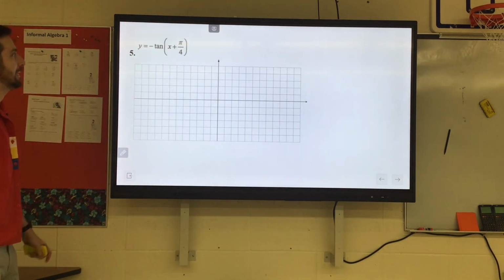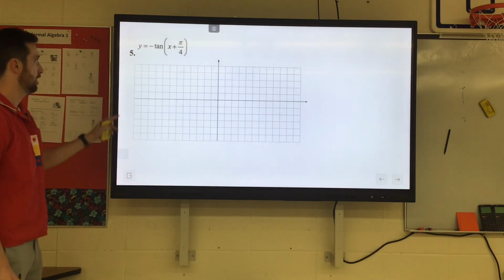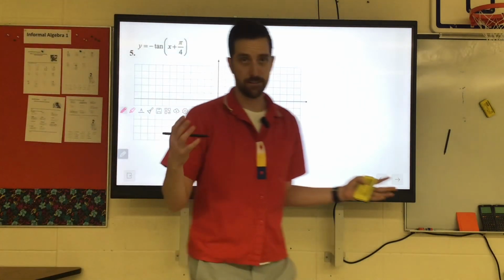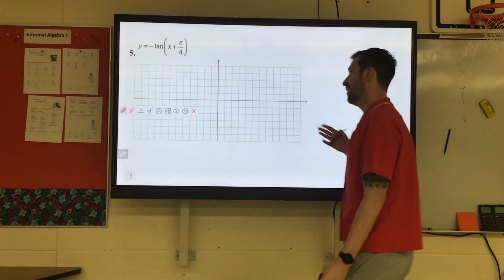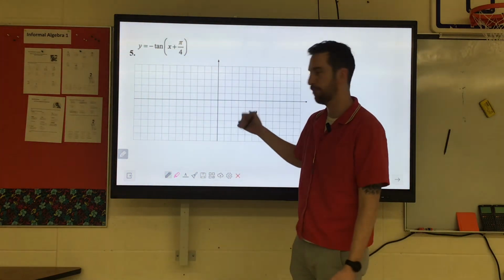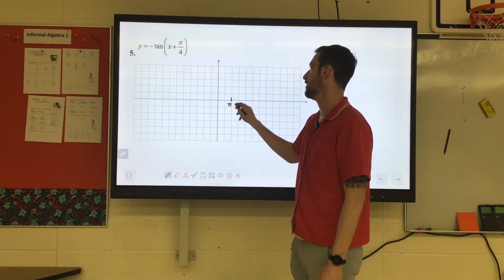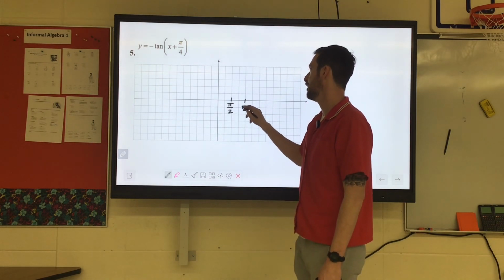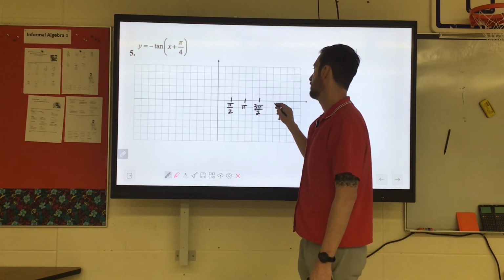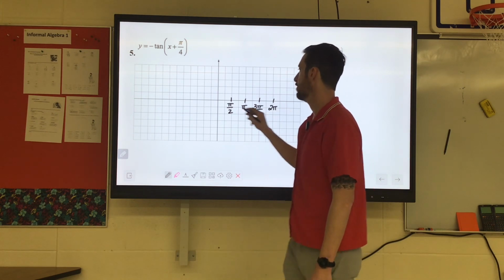Now here, the period didn't change. So for our labels, the period's going to be pi again. Our labels are going to be every half pi because the period did not change. Pi over 2, pi, 3 pi over 2, and 2 pi. We'll go negative.